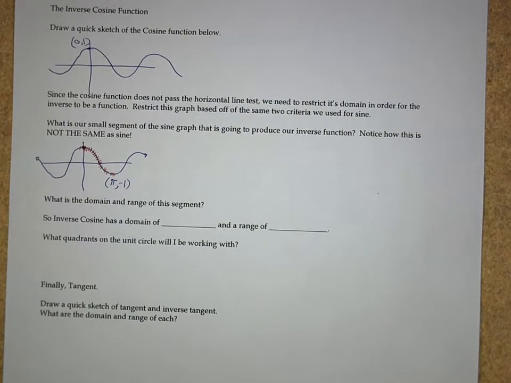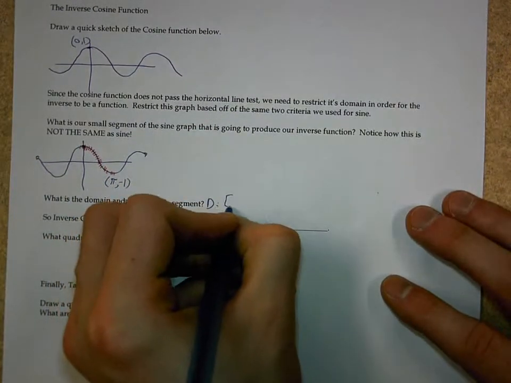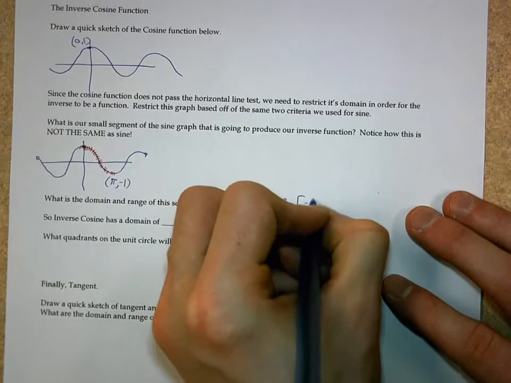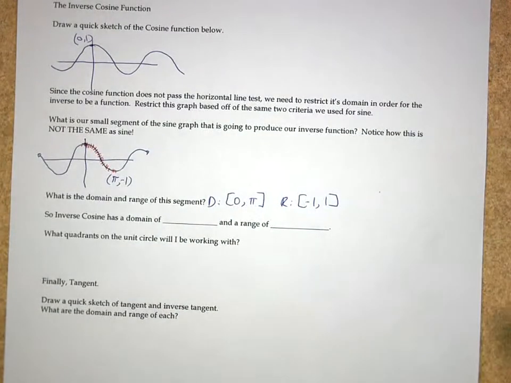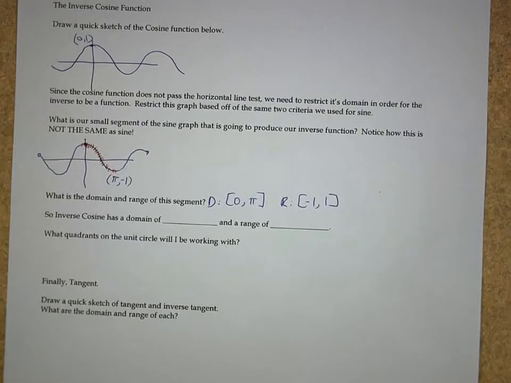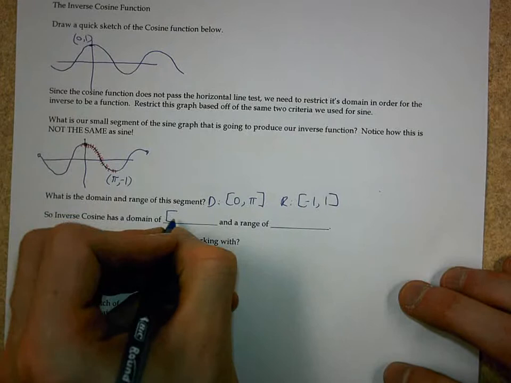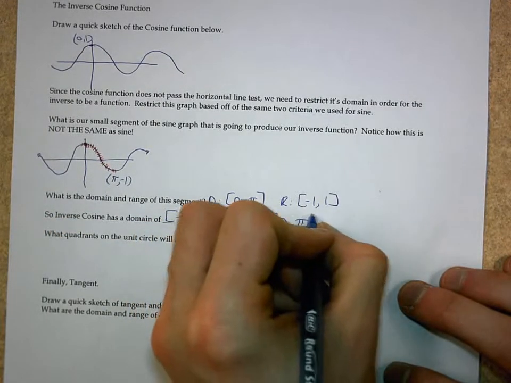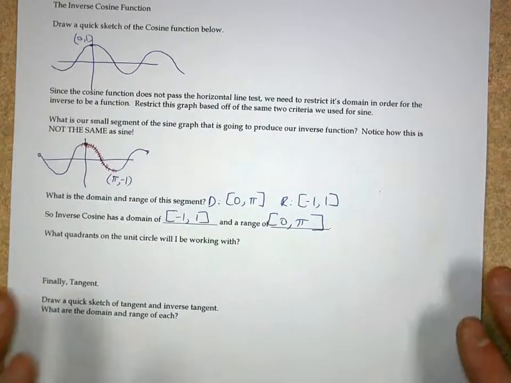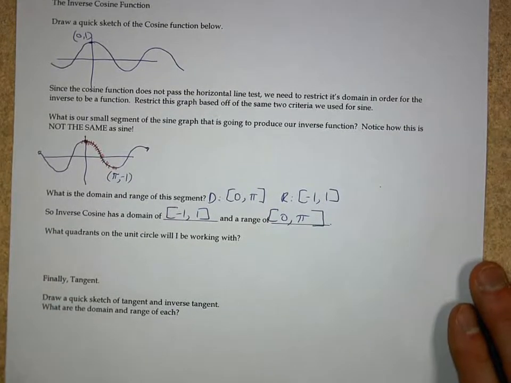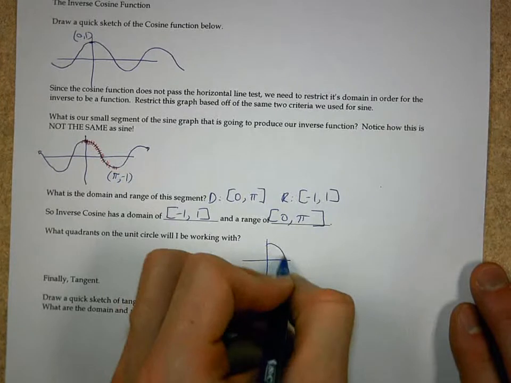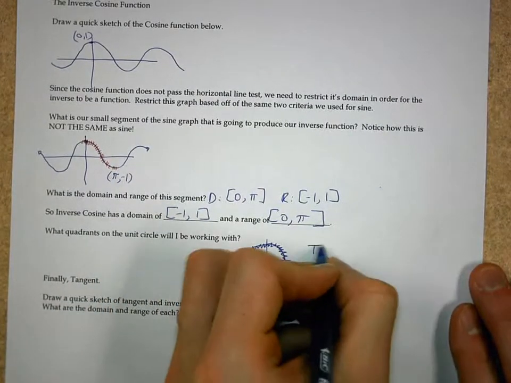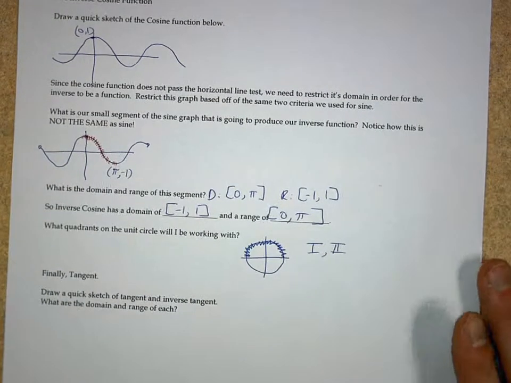So what is the domain and range of the segment? The domain is from 0 to pi, and the range is from negative 1 to 1 of that little red segment. So the inverse cosine is going to have a domain of negative 1 to 1 and a range of 0 to pi. Just going to reverse those two. So in terms of 0 to pi, what quadrants on the unit circle are we working with? It's going to be quadrants 1 and 2.